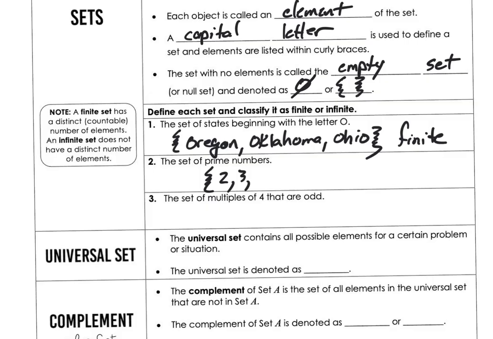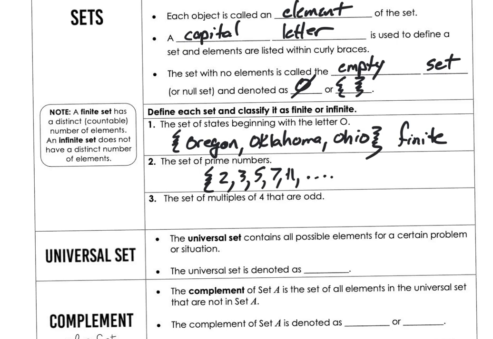2, 1 and 2 goes into it. 3, 1 and 3 goes into it. 4, nope, okay, because 2 goes into 4. 5 is prime. 6, no, because 2 and 3 go into 6. 7, 8 is not prime. 9 is not prime. 10 is not prime. 11, okay. At some point I got to stop, right? Because prime numbers go on forever.